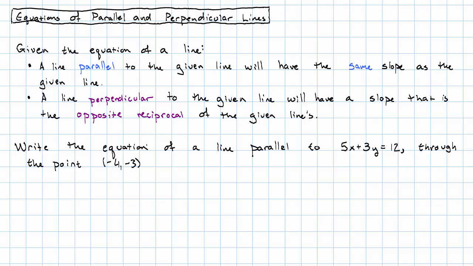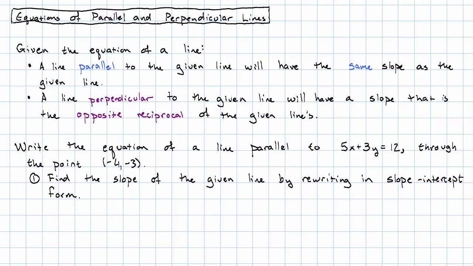A line perpendicular to the given line will have the opposite reciprocal slope. Suppose we wanted to write the equation of a line parallel to 5x plus 3y equals 12 through the point negative 4, negative 3. How would we figure this out? The first thing we need is to find out the slope of the given line. And the way that we're going to do that is by rewriting the equation in slope-intercept form.